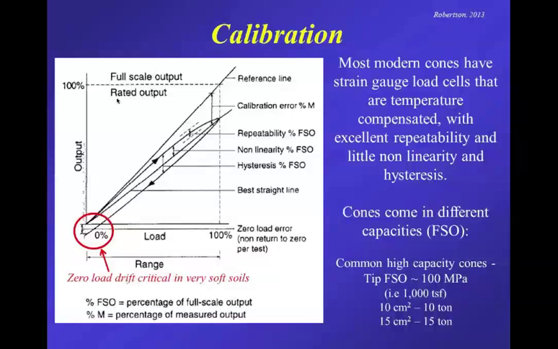So when we talk about calibration, here's a sort of a classic example of a calibration. This was a diagram Professor Campanella and I published many years ago. It appears in some of the standards. And so you've got load on the horizontal axis and then output from the sensor on the vertical axis. And of course you get a calibration line. Now of course it's exaggerated here to show the various errors, the repeatability, the nonlinearity, and the hysteresis, etc.